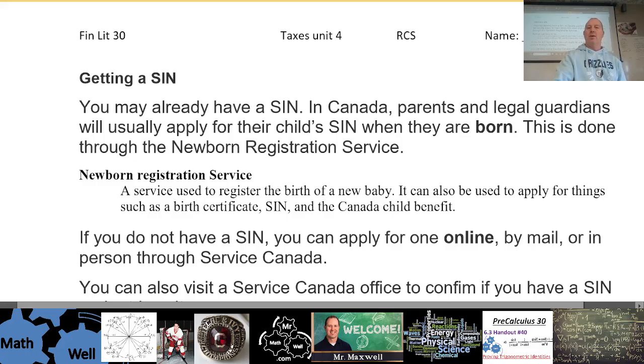You may already have one. In Canada, parents and legal guardians will usually apply for their child's SIN when they are born. This is done through the Newborn Registration Service. Okay, so a newborn registration service is a service used to register the birth of a new baby. It can also be used to apply for things such as birth certificates, SIN, and Canada Child Benefit. So probably when you guys were born, your parents did submit the forms to get a social insurance number for you. So you should ask your parents if you have one.